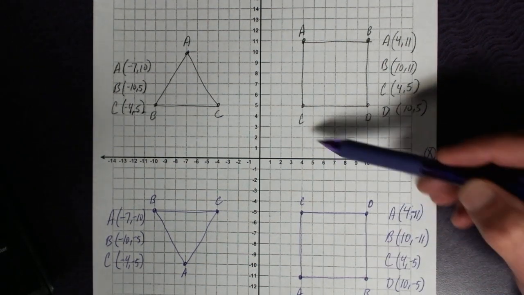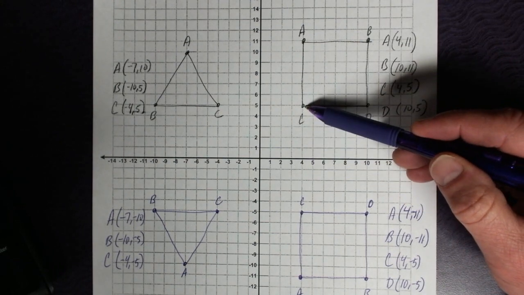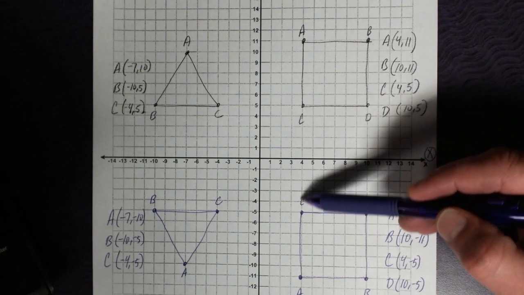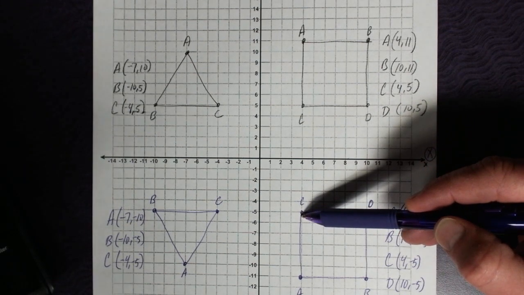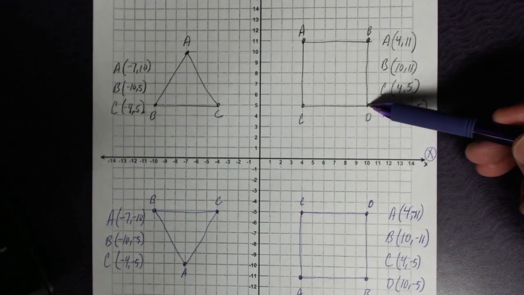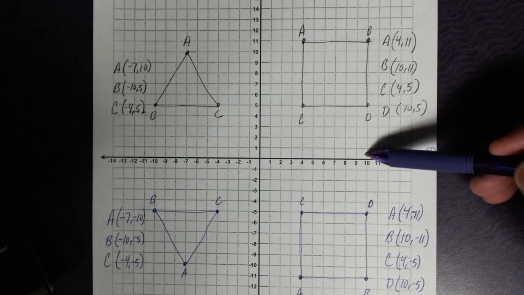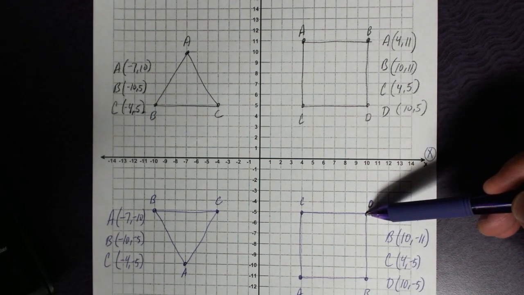C is 4 over, 5 up. So C is 5 from the x, so C has to be 5 below the x also. D is over 10, up 5. So it's 5 spaces from the x, so it has to be 5 spaces below the x.